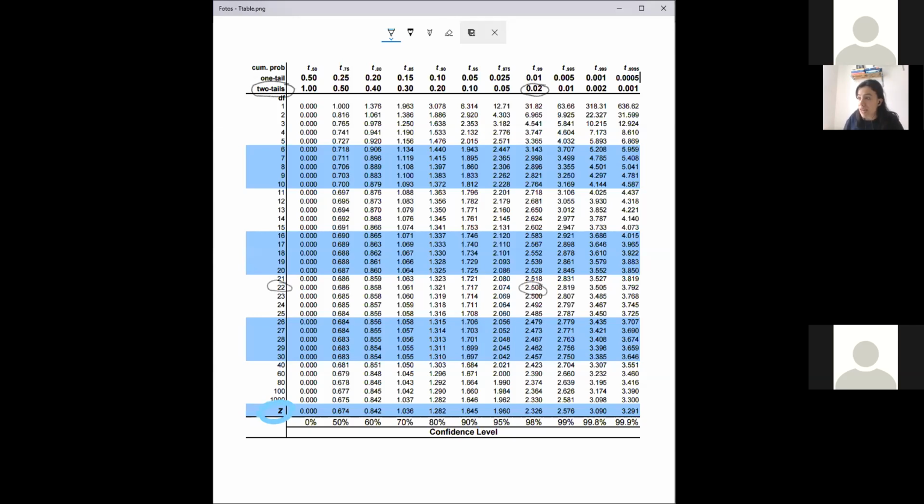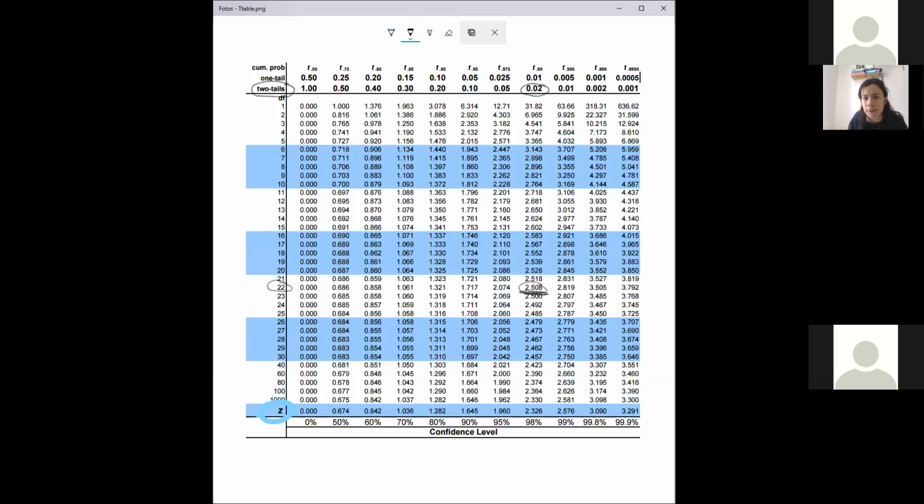Right, so in this case, we have a sample that is not larger than 30, so it's a small sample, and so that means that we have to use the other values over here. Okay. So then the value that we're going to use for this example is 2.508.